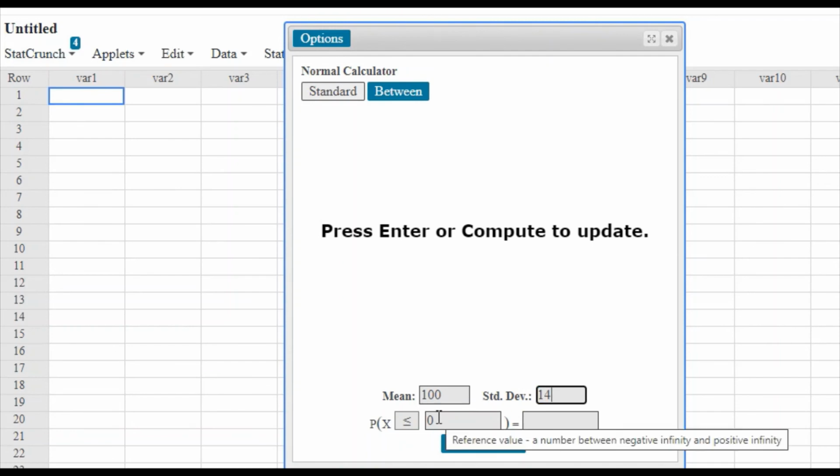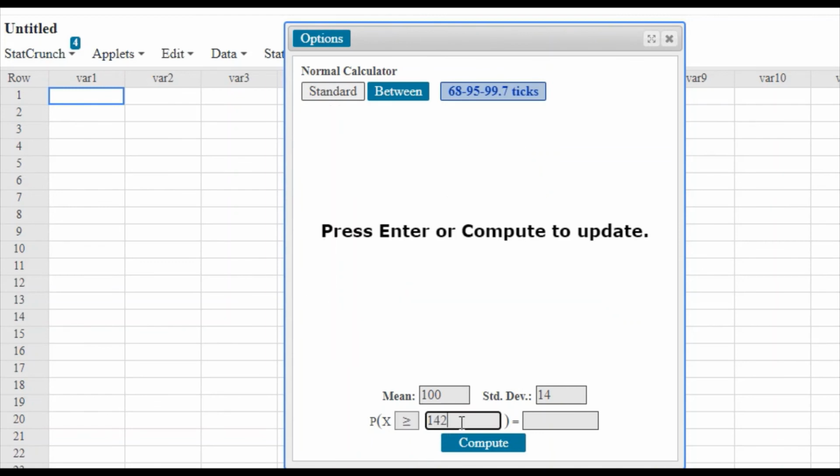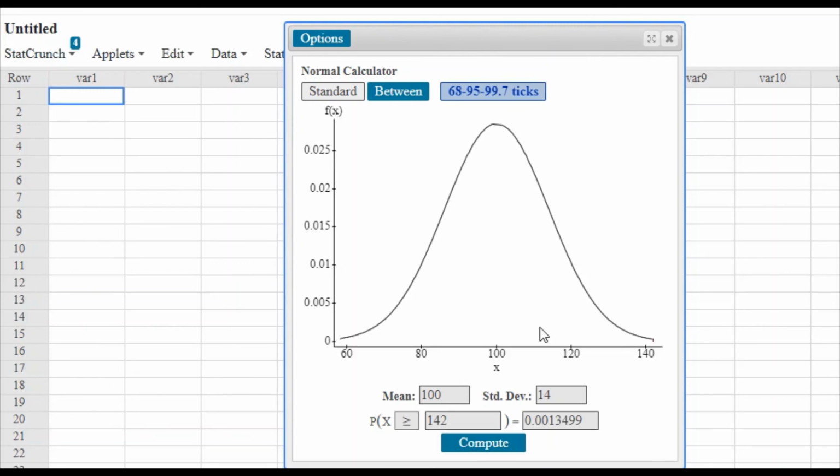Next, since the problem wants the proportion greater than 142, we change the sign to a greater than or equal to, and then enter our value of 142 into the box. Now we just hit compute. We can see that the answer given is 0.0013499, or about 0.135%. Notice that this is not the same answer that we got when we used the empirical rule, which was 0.15%.